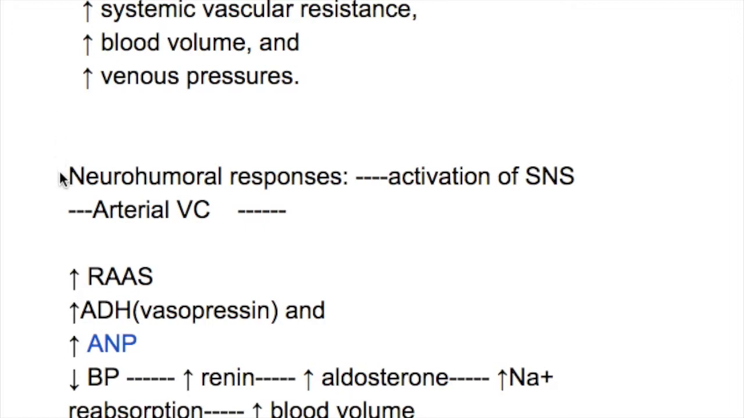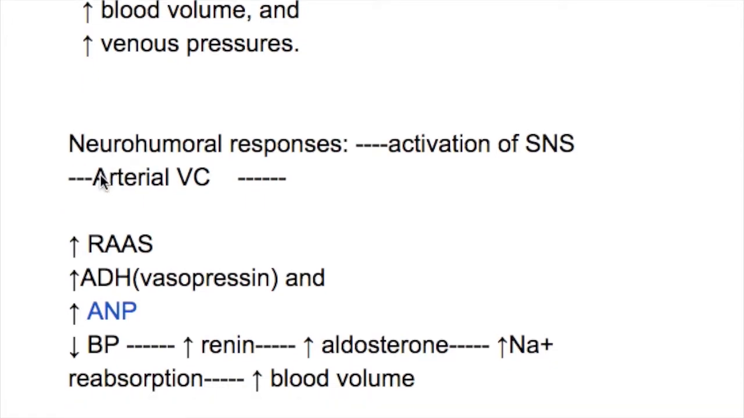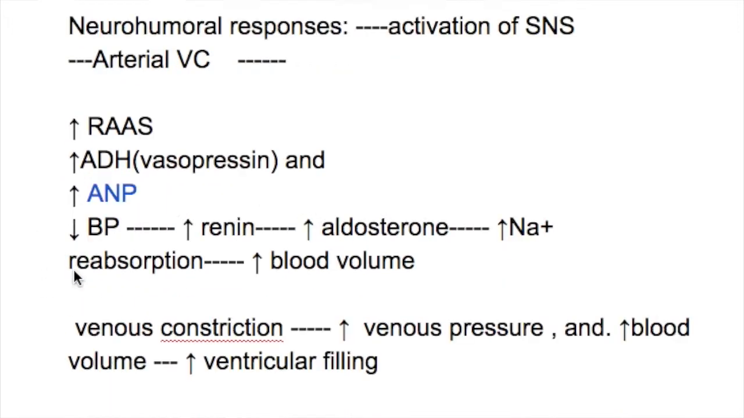So, the neurohumoral responses that occur in heart failure are the activation of the sympathetic nervous system because of a decrease in blood pressure that leads to arterial vasoconstriction. There is increase in the renin, angiotensin, aldosterone system. There is increase in ADH or vasopressin, and there is an increase in atrial natriuretic peptide. All these factors increase the blood volume.